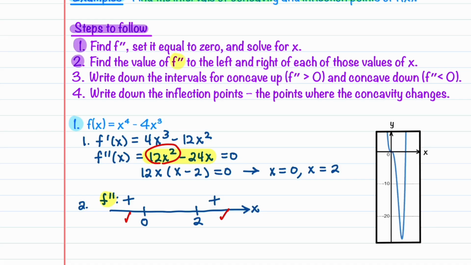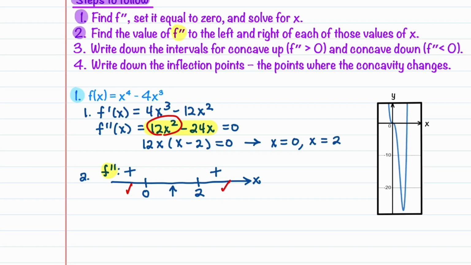Now all we have to do is pick a point in the middle. I think the easiest point to choose would be that x is equal to 1, so we're going to find f double prime at 1. Looking back up to our formula in yellow, this is 12 minus 24. That is less than 0. Doesn't matter the value. We just need to know if it's positive or negative. And let's put a minus right here.